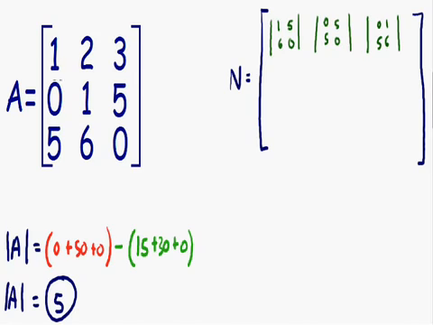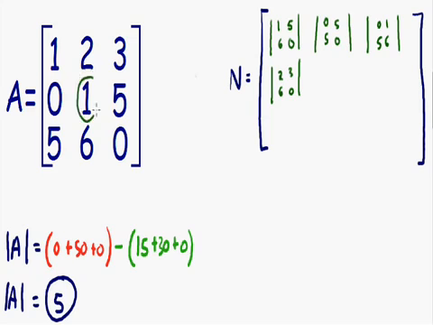Now let's do the same exact thing for the number in the middle left position, this number 0. If we cross out the row and the column of this number 0, we're left with the 2 by 2 matrix 2, 3, 6, 0. So I'm going to copy that 2 by 2 matrix in the middle left position, 2, 3, 6, 0.